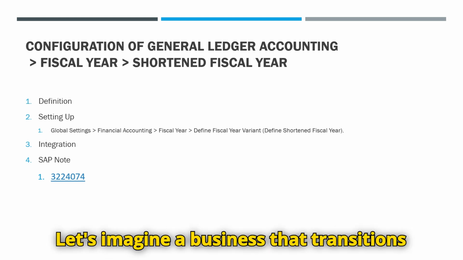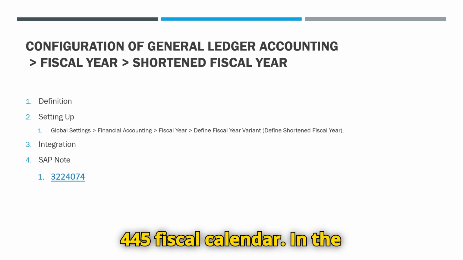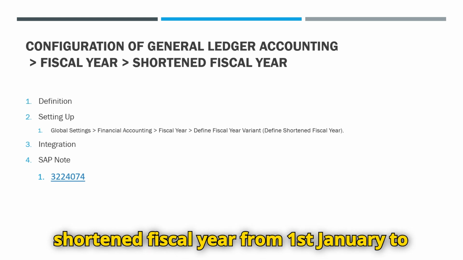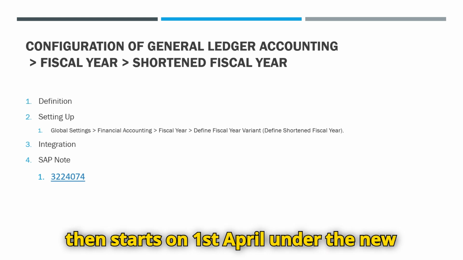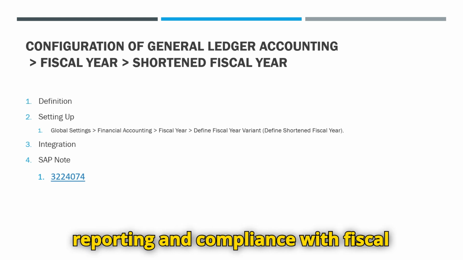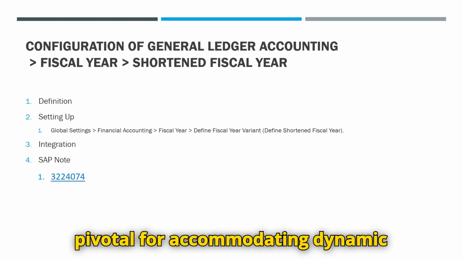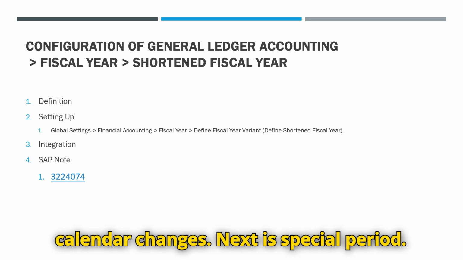Use case example. Let's imagine a business that transitions from a calendar-based fiscal year to a 445 fiscal calendar. In the transition year, they configure a shortened fiscal year from 1st January to 31st March. The complete fiscal year then starts on 1st April under the new structure. This ensures seamless reporting and compliance with fiscal standards. Shortened fiscal years are pivotal for accommodating dynamic business needs like startups or fiscal calendar changes.